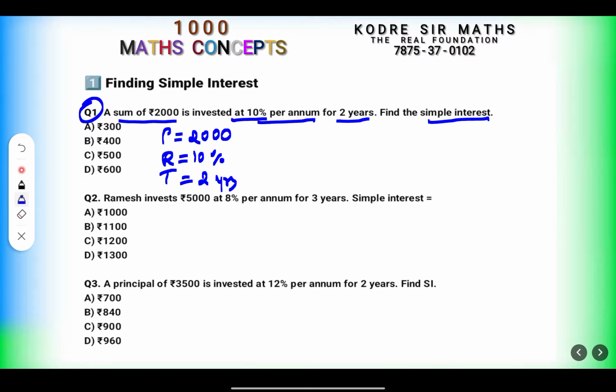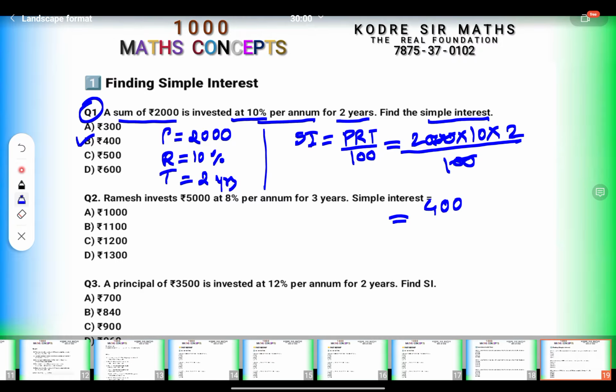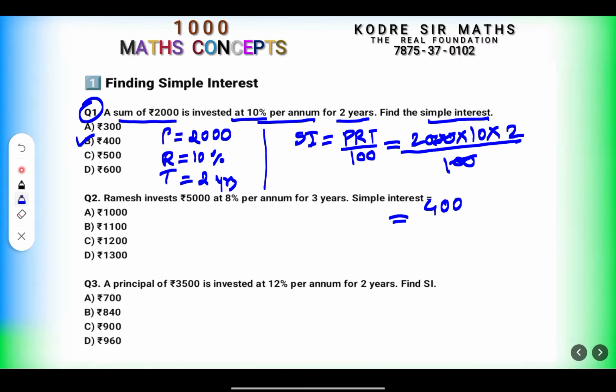What we have to find? We have to find the simple interest. So we know the formula of simple interest. It's PRT upon 100. Put the value. P is 2000, R is 10 and time is 2 upon 100. So 20 can be cancelled, and in this way 2 into 2 is 4, 40 into 10 is 400. So option B, right? So I think you can do questions number 2 and 3 yourself.